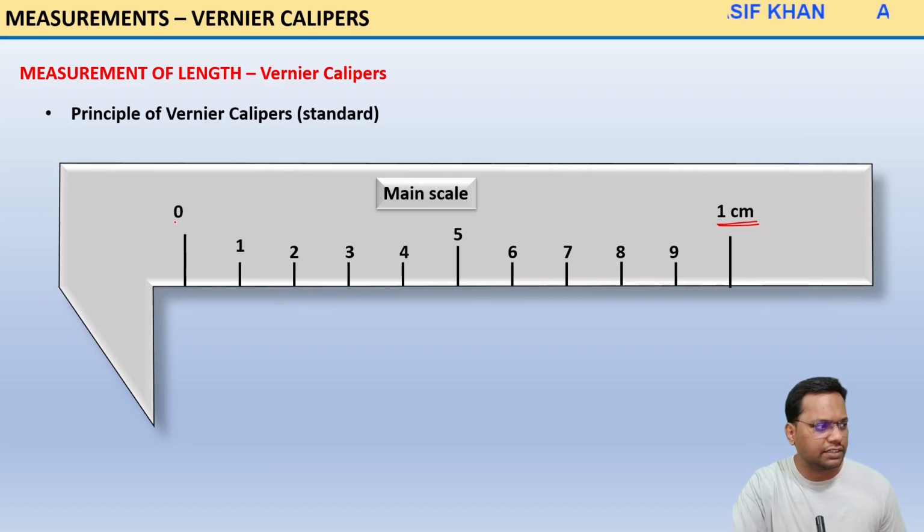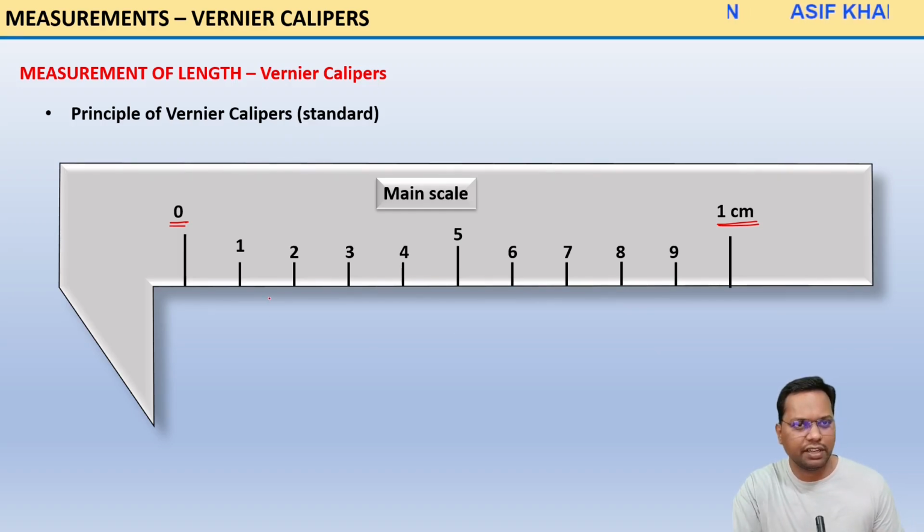Okay, just to understand more clearly, I have taken a magnified picture of 1 centimeter. So there are 10 divisions. Here I have given the numbers 1, 2, 3 up to 9. These numbers indicate the millimeter divisions.